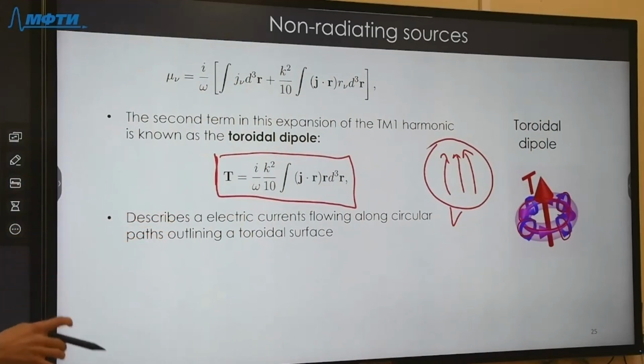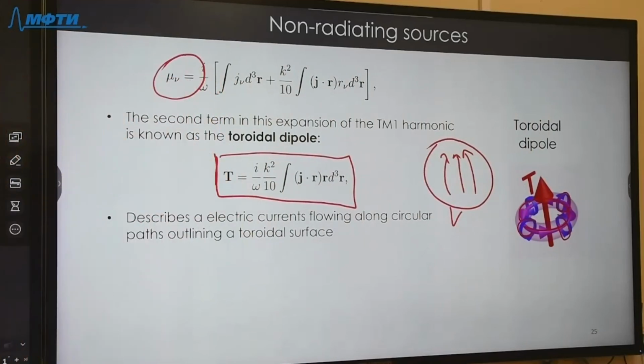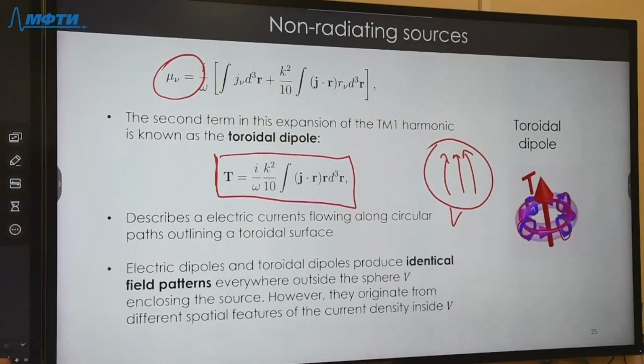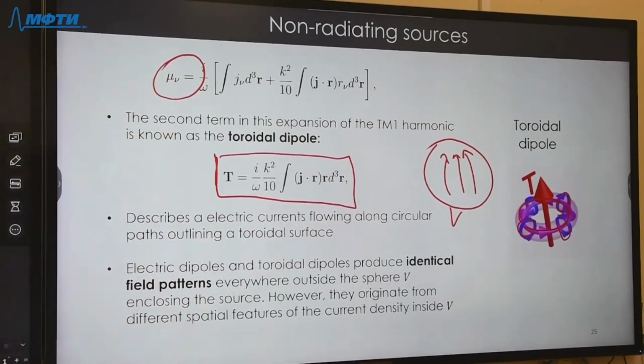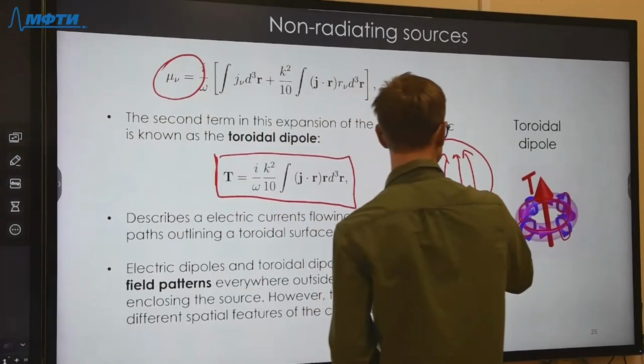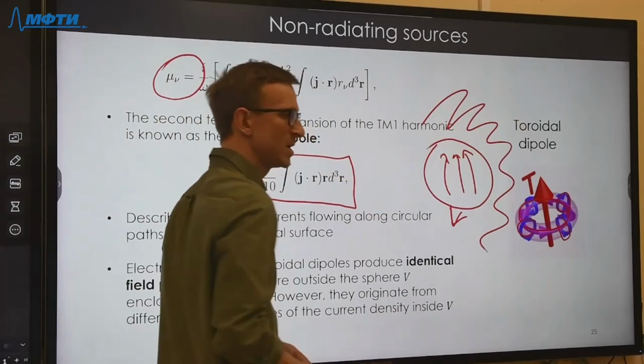But what's interesting is that this toroidal dipole contributes to the very same spherical harmonic. In other words, the far field that the toroidal dipole produces is identical to the far field produced by the electric dipole. So despite the fact that these two Cartesian dipoles are described by different formulas and they originate from different distributions of electric current and charges, they produce identical electric and magnetic field outside the source region, not only in the far field, but everywhere in space. Everywhere in space, they're indistinguishable.